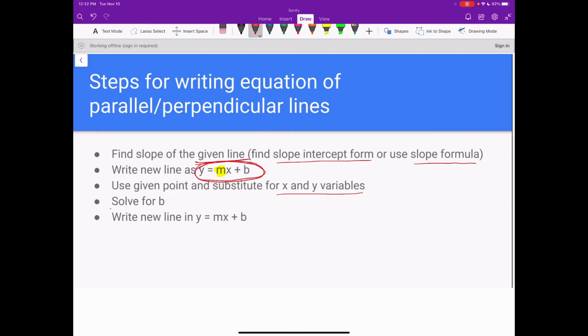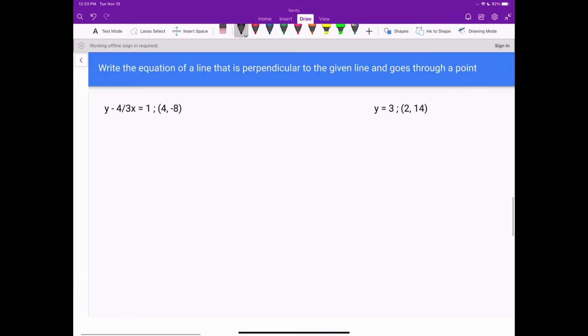Then you're going to have an equation all in terms of b. You're going to solve for b, whatever your y-intercept is. Finally, then you can write your new line, now that you know what the slope is, what m is, and now that you know what the y-intercept is. We're going to go over an example or two.